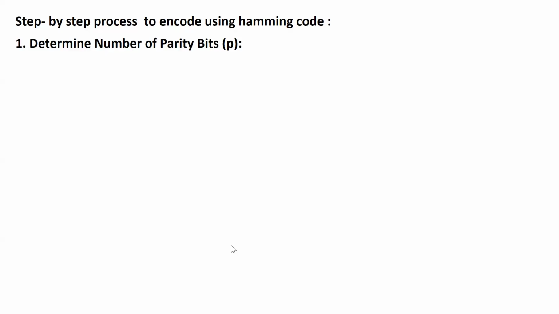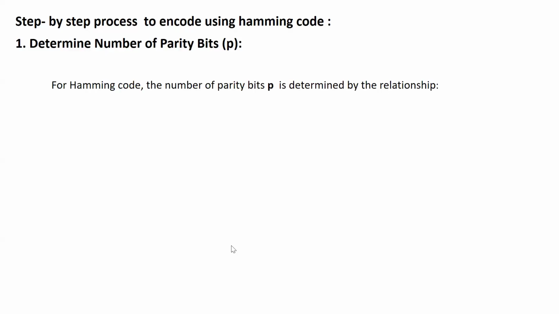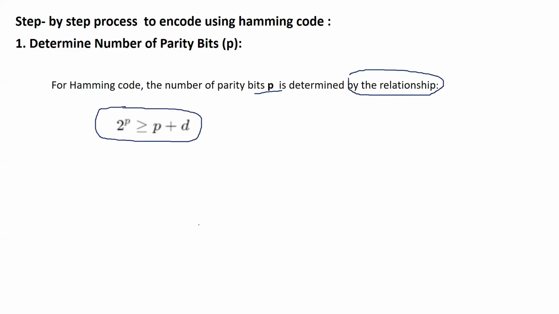Okay, so let us see this. What is the number of parity bits we have? In this Hamming code, the number of parity bits is going to be denoted as P. It is determined by a relationship. What is this relationship? It is 2 power P greater than or equal to P plus D. Here D is nothing but the data bits.